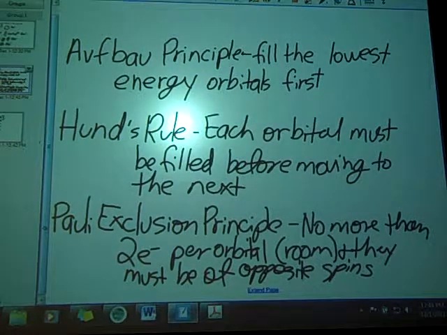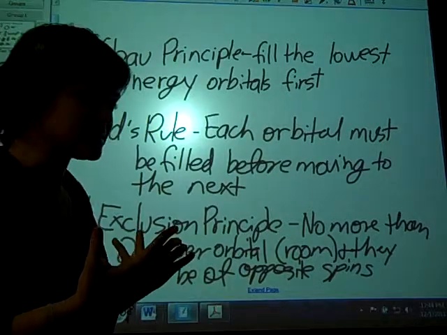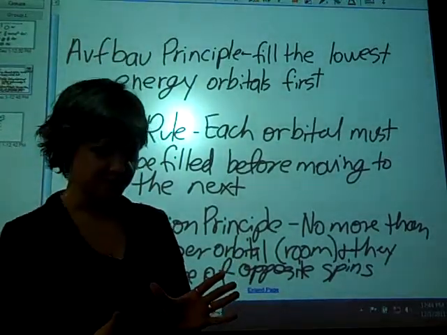Continuing on with configurations, here are the three principles that I mentioned before. The first one, the Aufbau principle, says that we have to fill the lowest energy orbitals first. So the inherent energy of those orbitals, we always have to start with the lowest when we start placing these electrons. Think of this like placing a baseball team in a hotel.